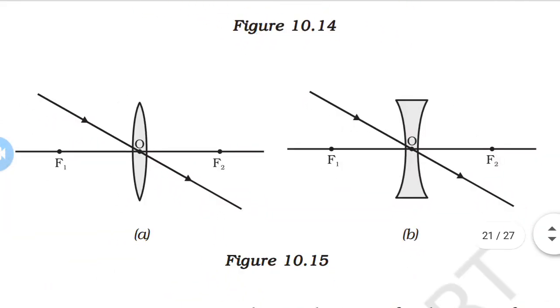Now in figure 10.15, ray 3, a ray passing through the optical center O. A ray of light passing through the optical center of the lens will emerge without any deviation. So in both convex lens as well as concave lens, a ray of light passing through the optical center of the lens will emerge without any deviation.